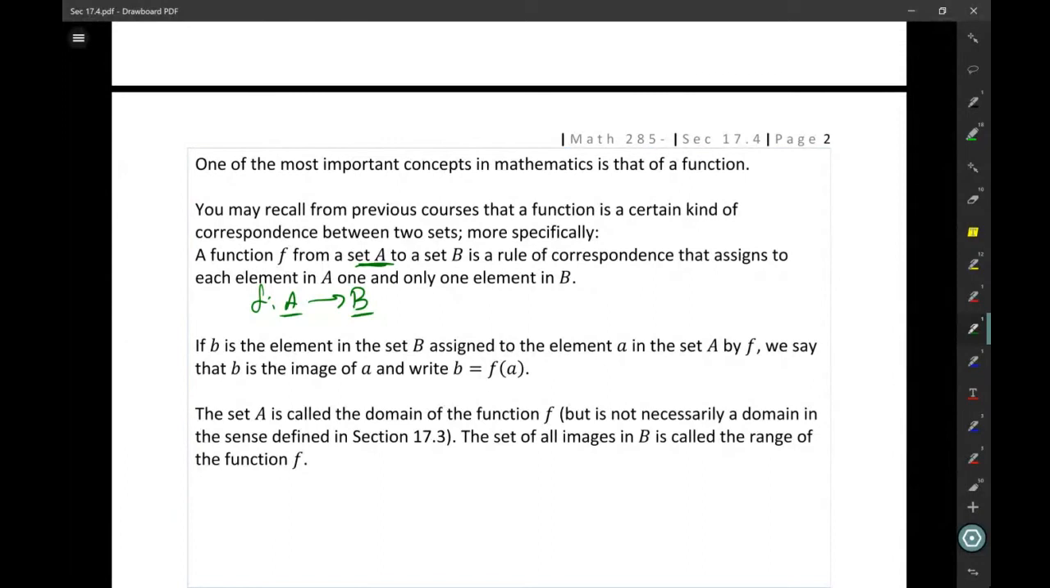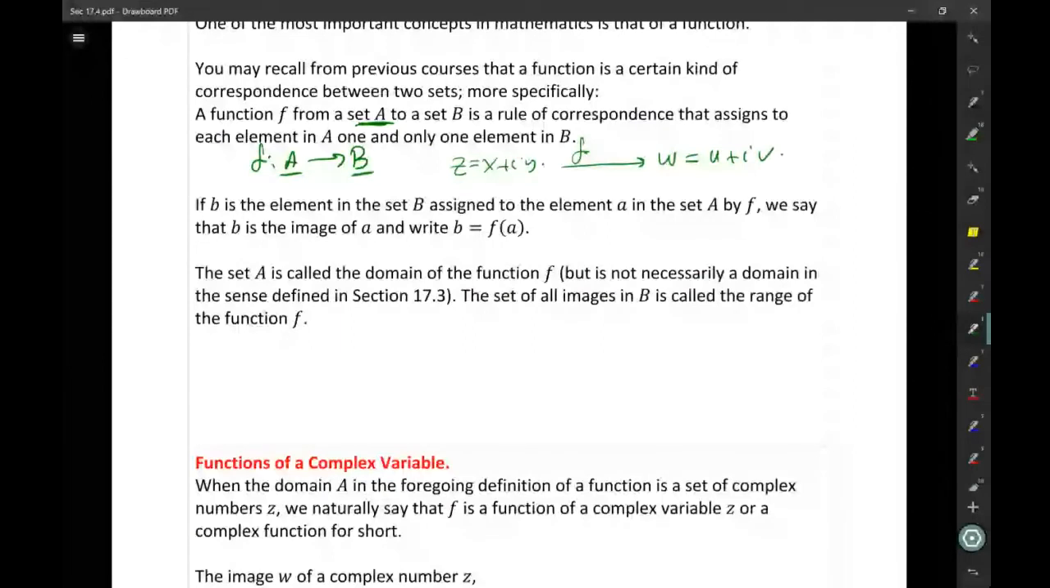That means the complex number z equal to x plus iy will be imaged under the function f to another complex number w, which we'll call later on u plus iv. So a complex valued function is a function where its domain is complex numbers and its range is also complex numbers.